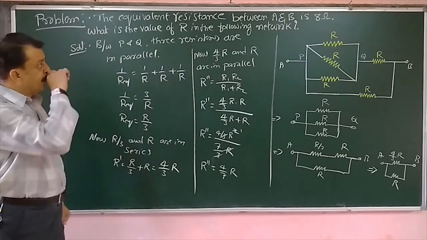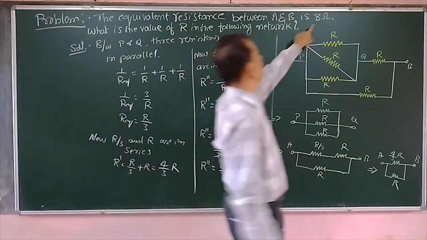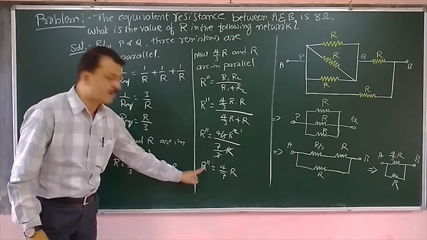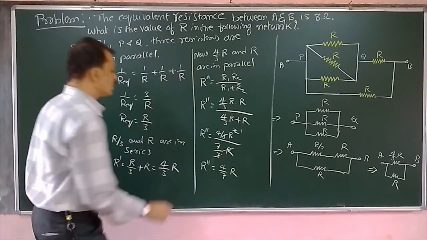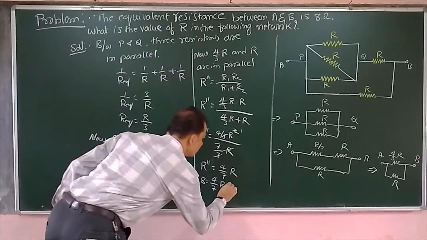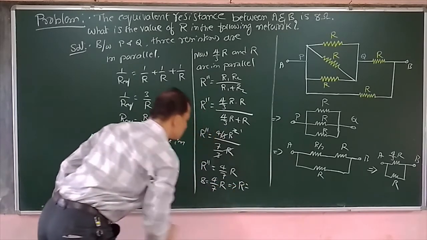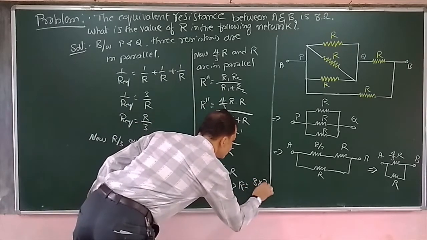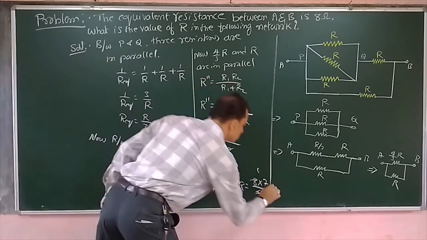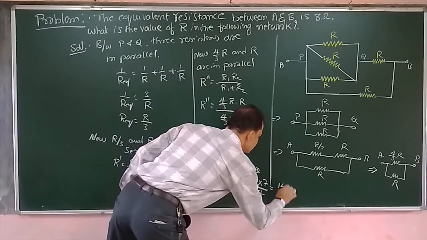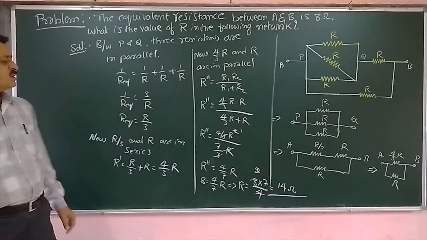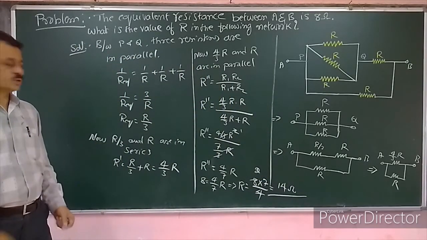But in the data they have given the equivalent resistance is 8 ohms. The final equivalent resistance is 8 ohms, that is R double dash is given. Now substituting that, 8 is equal to 4/7 R, which implies R is equal to 8 into 7 divided by 4. So 4 ones are 4, 2 fours are 8, therefore it is 14 ohms. So each resistor is 14 ohms.